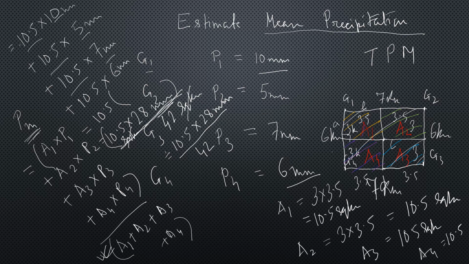Let us divide 10.5 by 42 first, as they are both unitless. 10.5 divided by 42 is 0.25. Now you multiply it to 28. So 0.25 multiplied by 28 is coming as 7 millimeter.